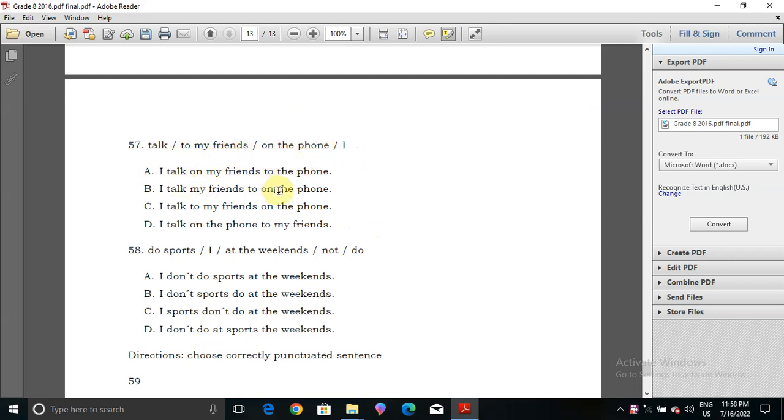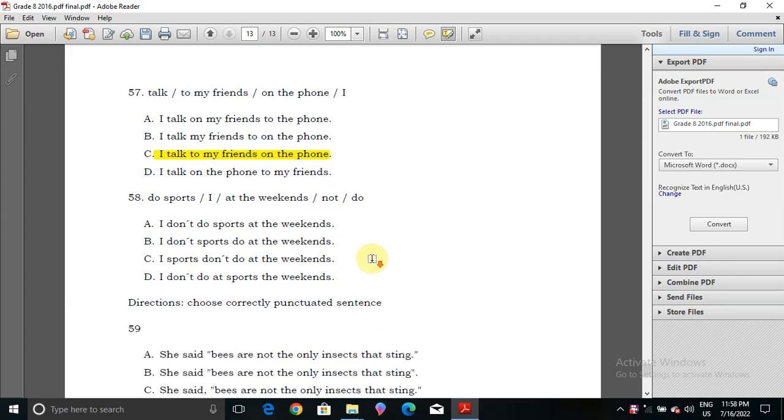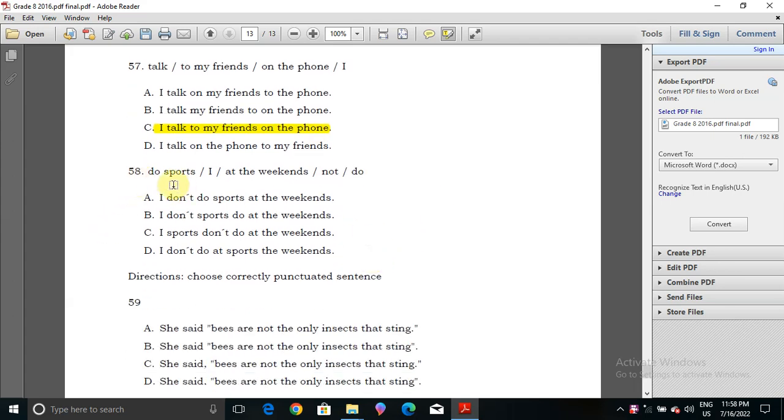Now in question number 57, talk to my friends on the phone. I talk to my friends to the phone, or I talk my friends to on the phone, or I talk to my friends on the phone. The correct answer will be I talk to my friends on the phone. It's arranged correctly. Now question number 58, do sports at the weekends. Not do. I don't do sports at the weekends. This one is arranged correctly also.